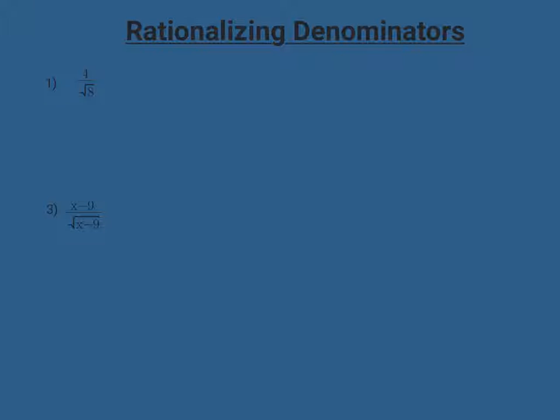So if you can turn to page 7 of your packet, we're going to talk about rationalizing denominators. Rationalizing the denominator just means you want to rewrite the denominator so it only contains rational numbers. In other words, you want to get rid of these radicals that are in the denominator of the fraction.